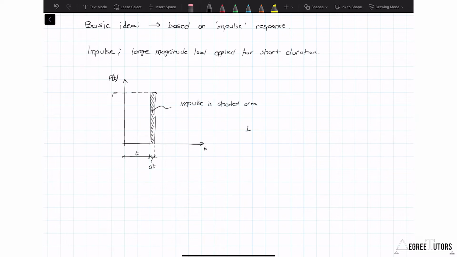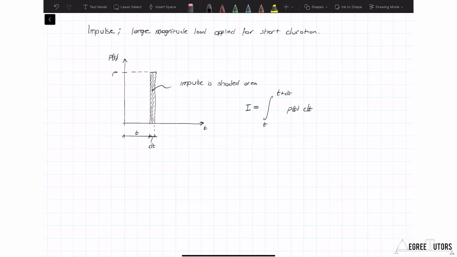So I might say that the impulse I is the integration between t and t plus dt of the load p of t times dt. Now, another thing that you're probably going to come across is this idea of a unit impulse. A unit impulse is simply an impulse where that integral, that area, is equal to 1. We'll say that for completeness because you're likely to come across it.